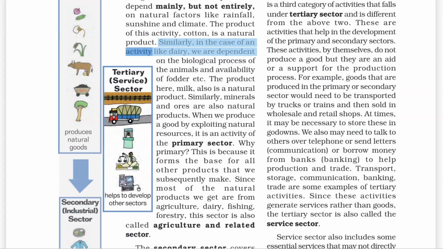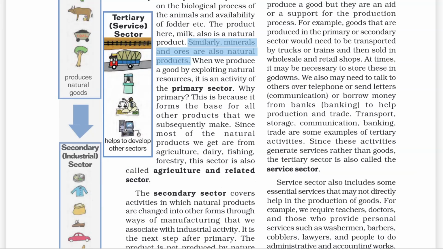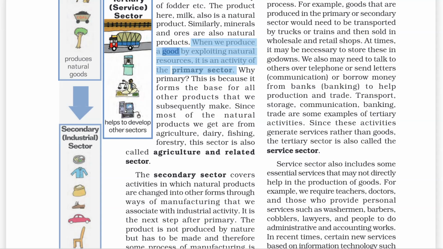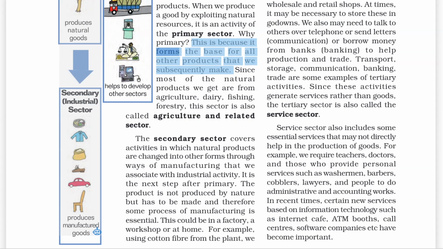Similarly, in the case of an activity like dairy, we are dependent on the biological process of the animals and availability of fodder, etc. The product here, milk, also is a natural product. Similarly, minerals and ores are also natural products. When we produce a good by exploiting natural resources, it is an activity of the primary sector. Why primary? This is because it forms the base for all other products that we subsequently make.